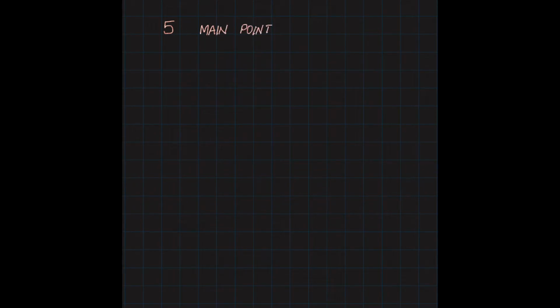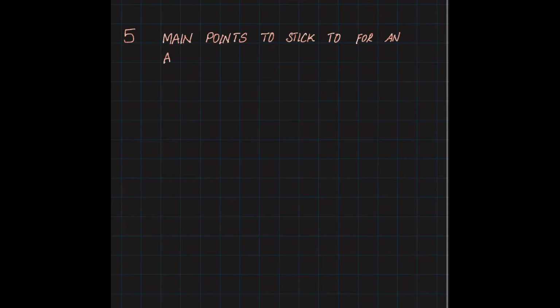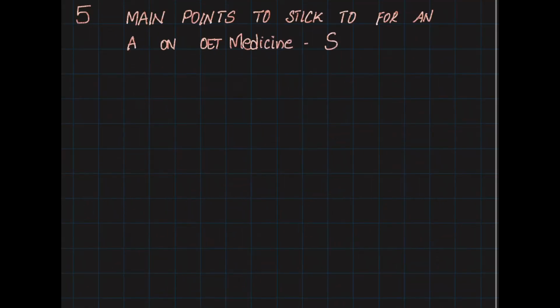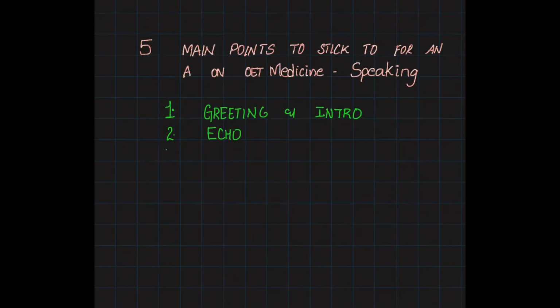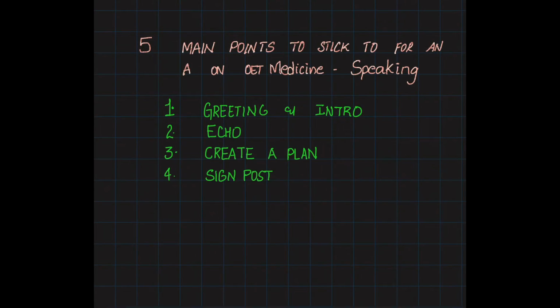In this video, I'm going to talk about the 5 main points I followed for an A on OET Speaking Medicine. I'm also going to share a few smaller tips along the way. These points and tips are comprehensive and simple. They demonstrate the skills which are scored using the speaking criteria. Let's jump into it. The first point is greeting and intro.